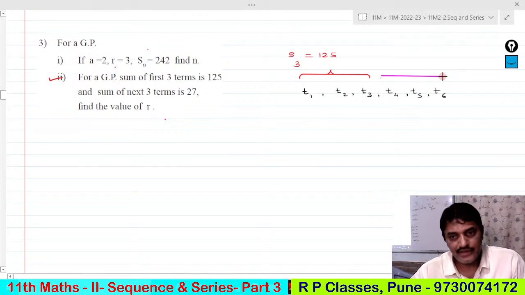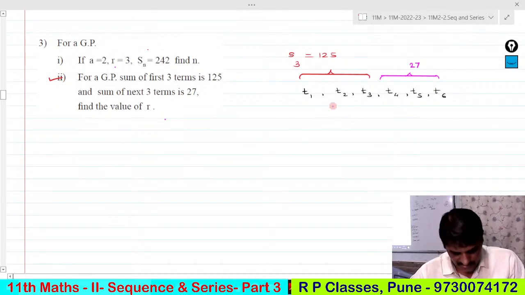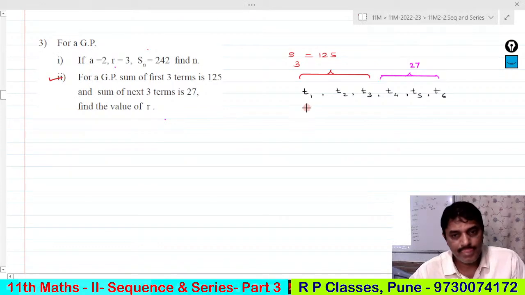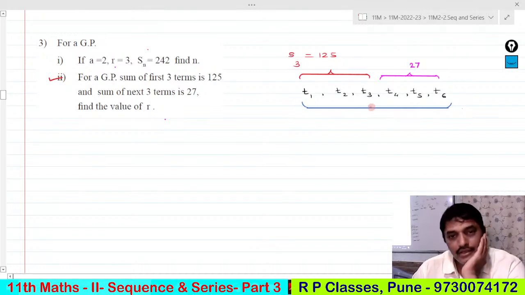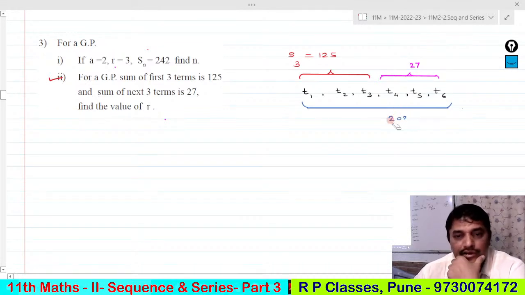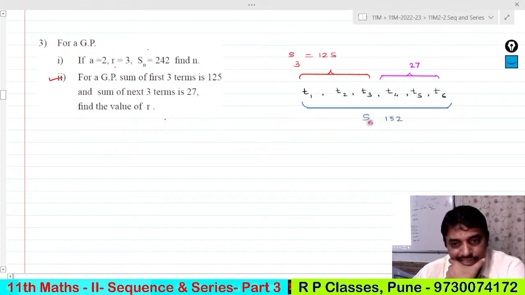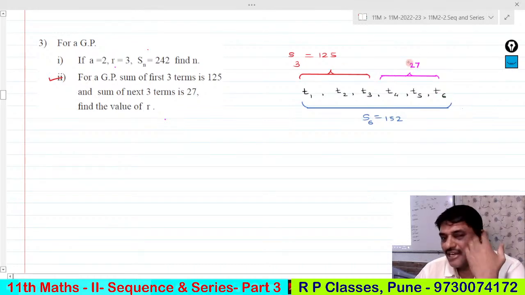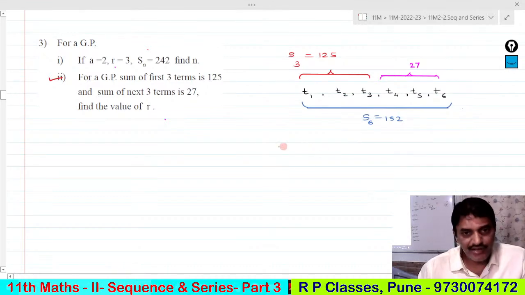ये summation कितना है? 27. This summation is 27. तो ये बताओ मुझे कि what is this summation? हाँ, 125 plus 27, 152. Correct ना? But can I call this as S6, sum of the first six terms? वैसे इसको क्या कहे मुझे नहीं पता, इसके लिए मैंने S6 बोल दिया और S3 बोल दिया यहाँ पे, correct? So I'll use the formula for Sn.